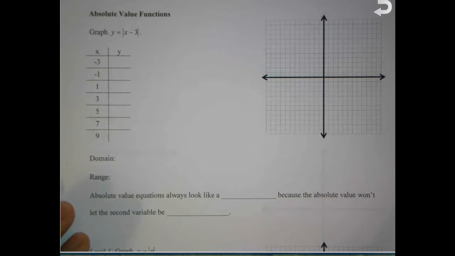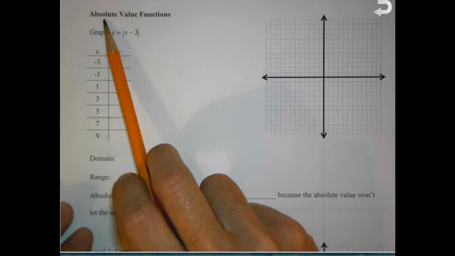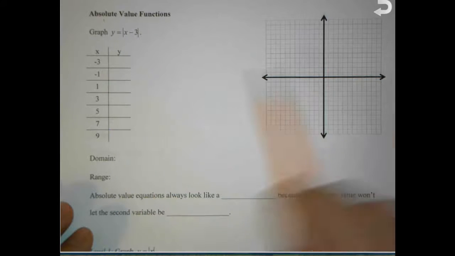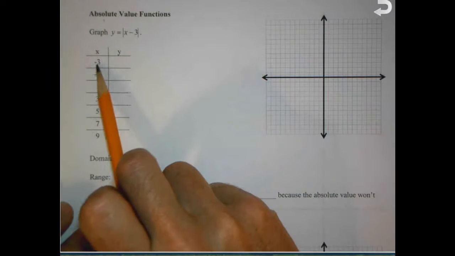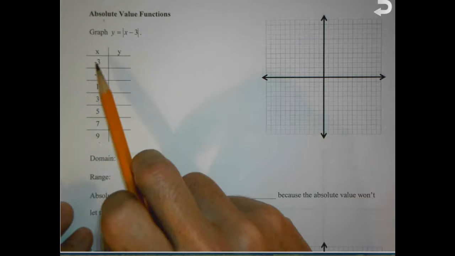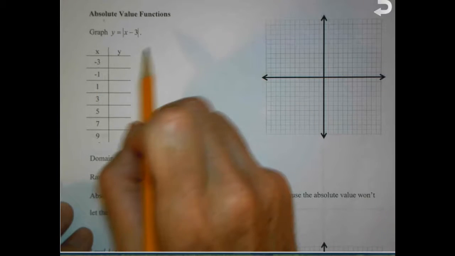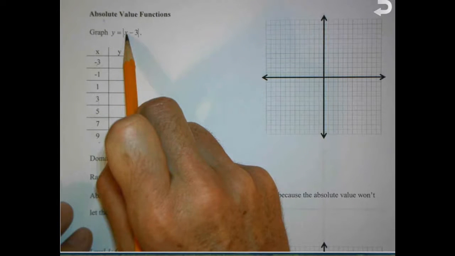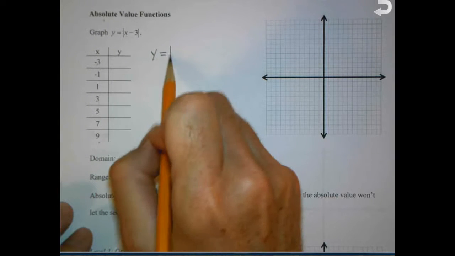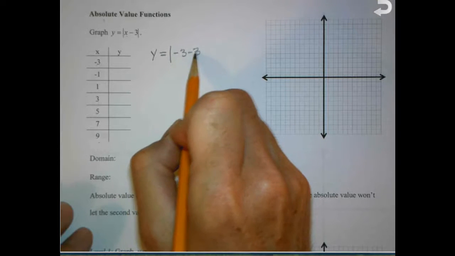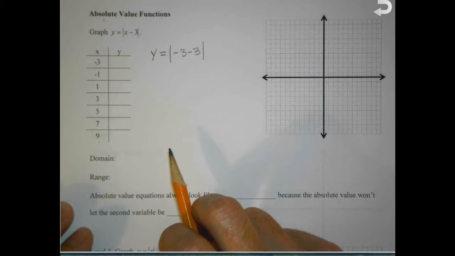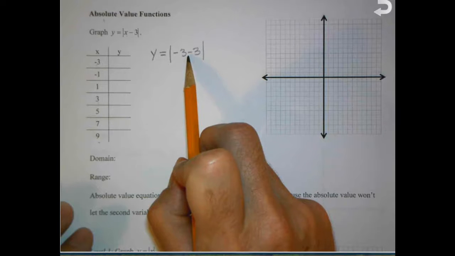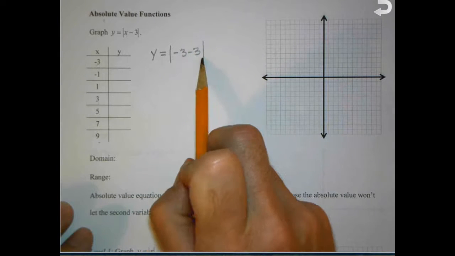Here's a special kind of graph, and it's absolute value functions. So I have a function that's an absolute value, and I need to figure out what does it look like on a graph. So I gave you several values to try, and we'll start off with the -3. So when I plug in a -3, it's in the x column, so I'm going to plug it into this equation for the x. So I'll have y equals absolute value of -3 minus 3. Now when you're working with absolute values, you calculate inside the absolute value first and come up with just a single number, and then apply the absolute value.